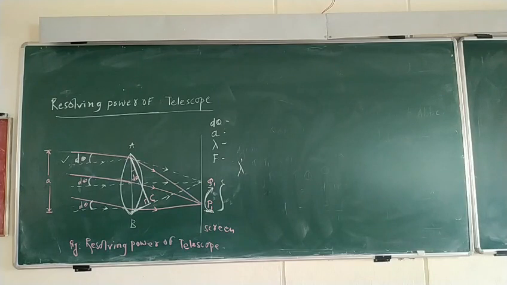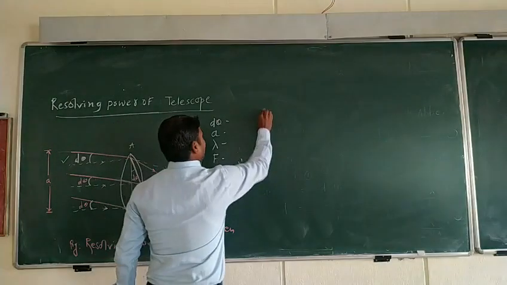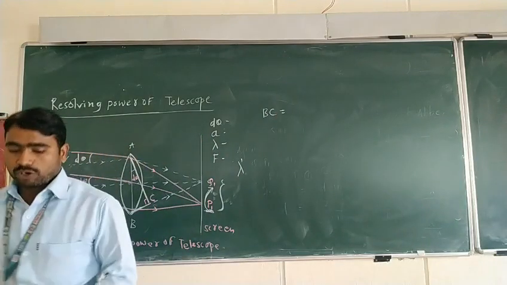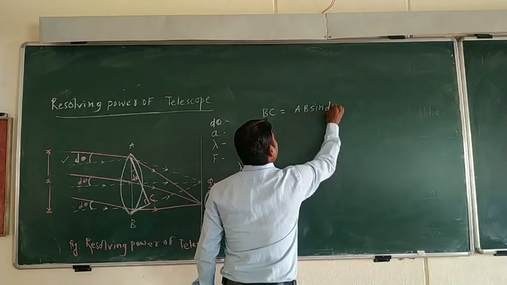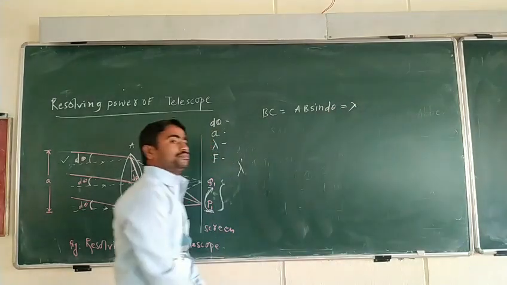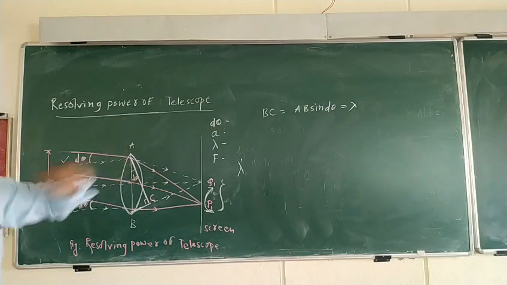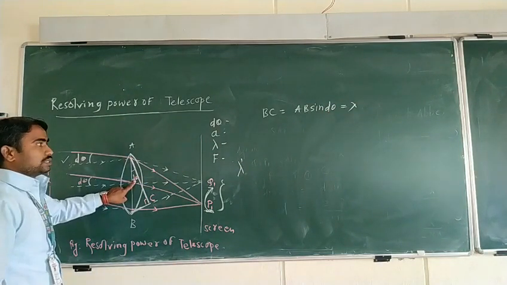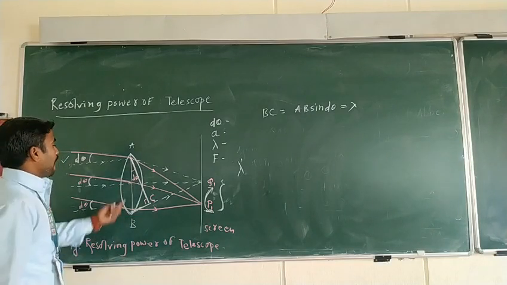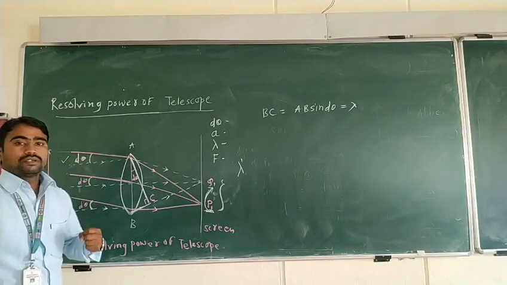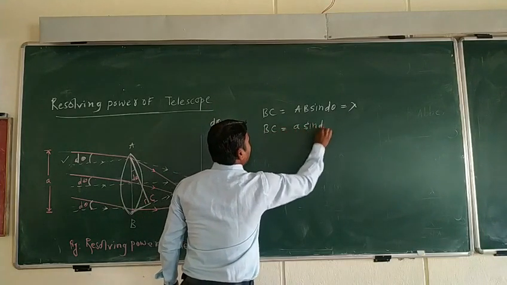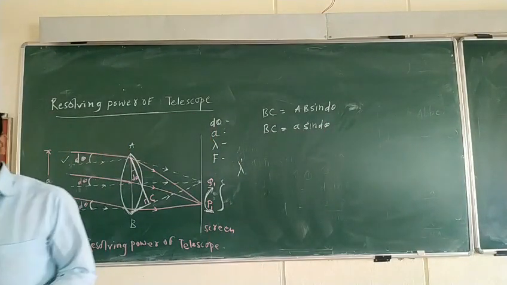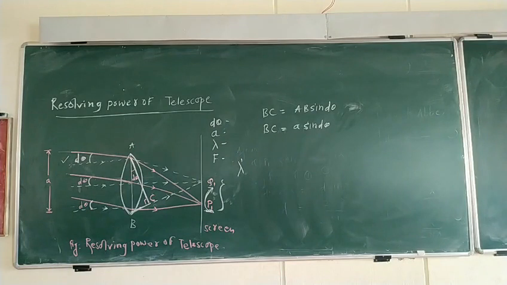When you consider the geometry of the figure, the path difference BC is equal to AB sin d theta, and this is equal to lambda. Actually, BC upon AB is equal to sin d theta. Sin theta means opposite upon hypotenuse. The hypotenuse is AB, which is small a. So BC is equal to a into sin d theta.